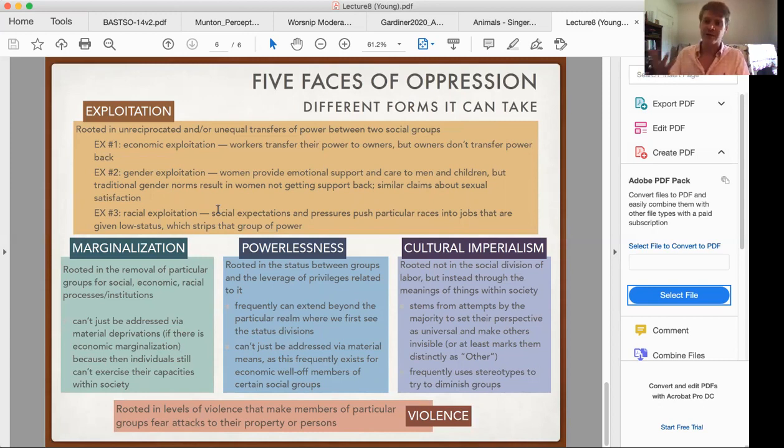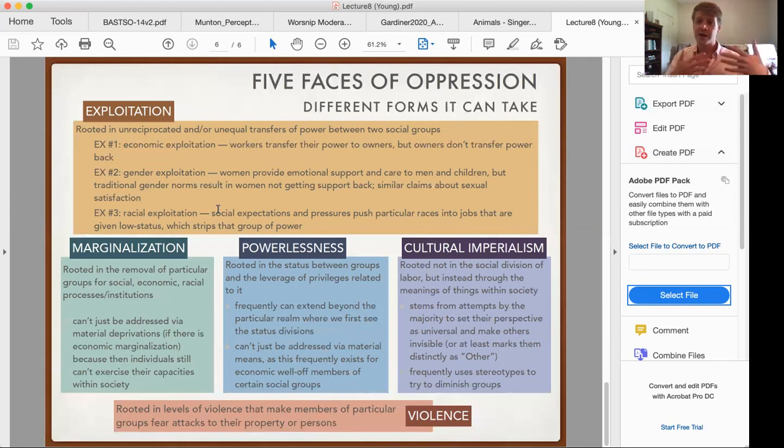So when somebody's working for minimum wage and they have no prospect of any forward movement, we could say that some particular individual, in virtue of being grouped with the social group worker, is being oppressed, right? That's at least what Young wants to say about this. We can also talk about gender exploitation or racial exploitation, right?